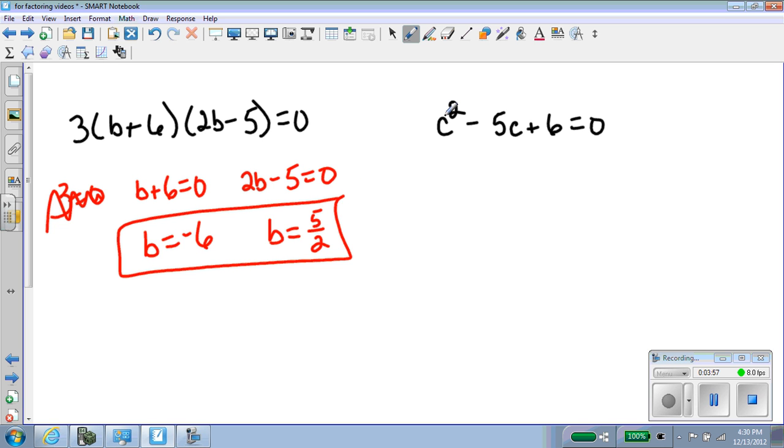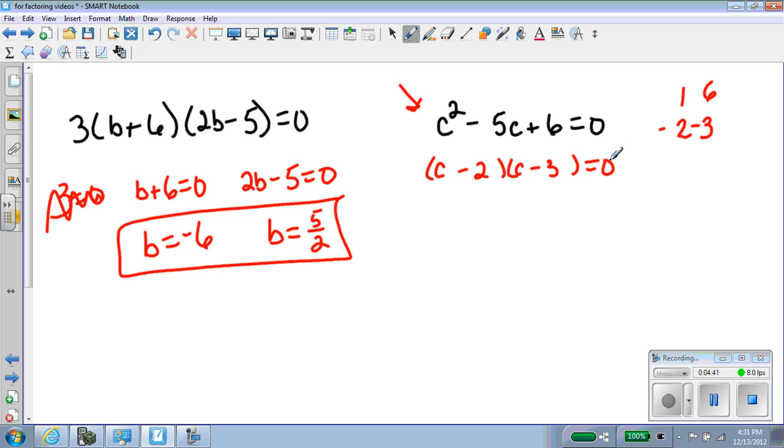Okay, c squared minus 5c plus 6 equals 0. Notice I didn't say something times something else equals 0. So what we want to do is change this into something times something else equaling 0. So we're going to create factors by factoring this. Aha. C times c is c squared. 6 could be 1 and 6, 2 and 3. I want it to be positive 6, but negative 5, so both of them have to be negative. I'm thinking negative 2, negative 3.